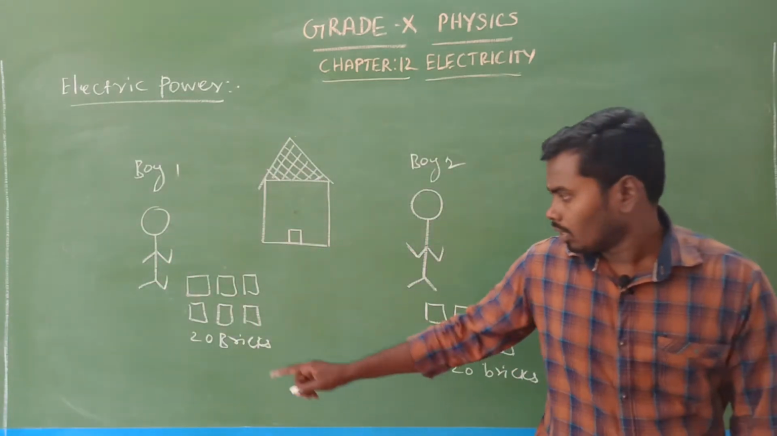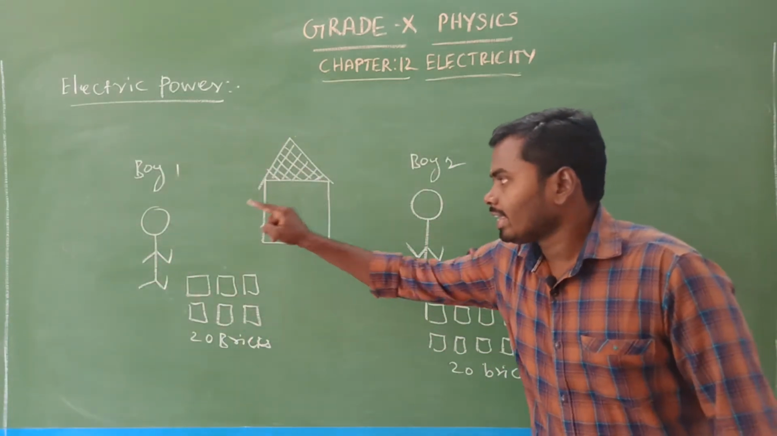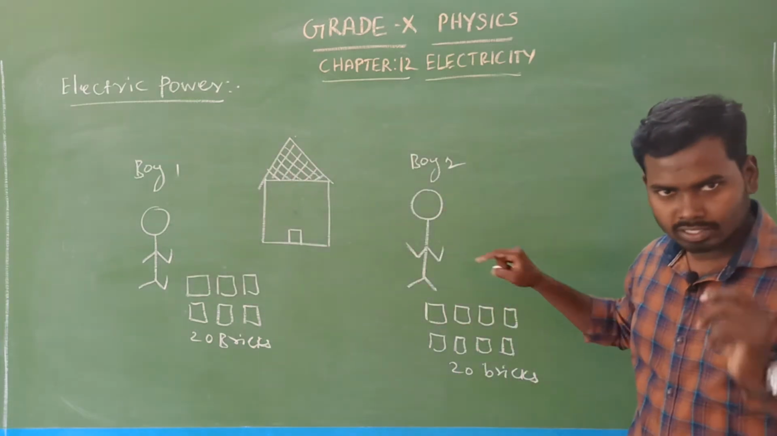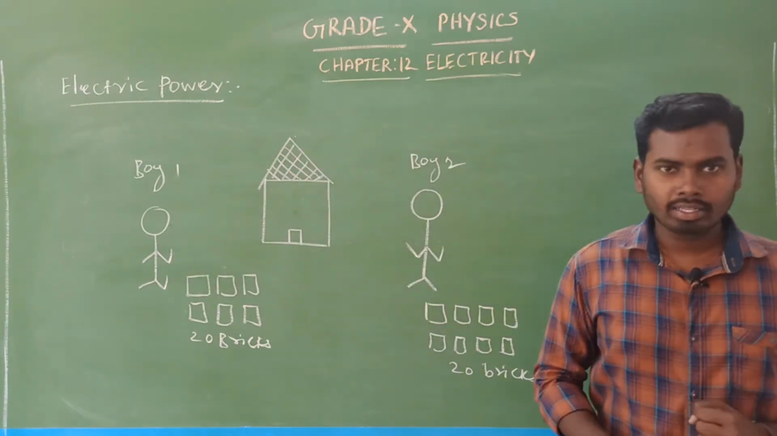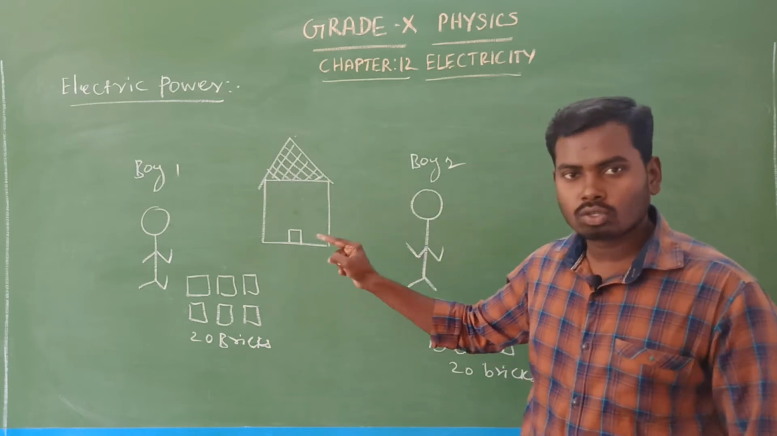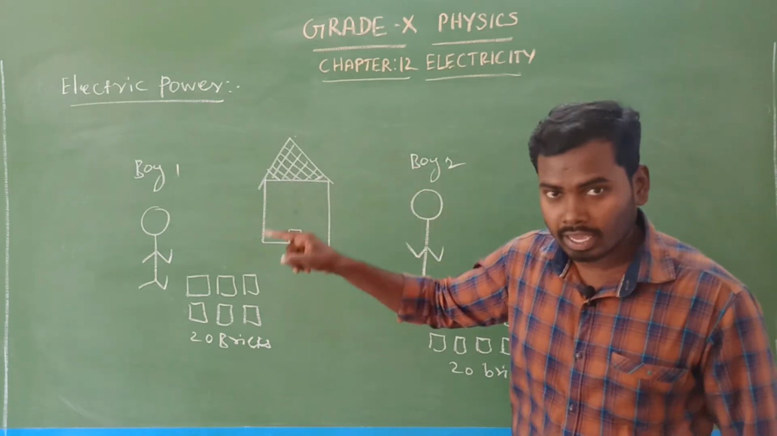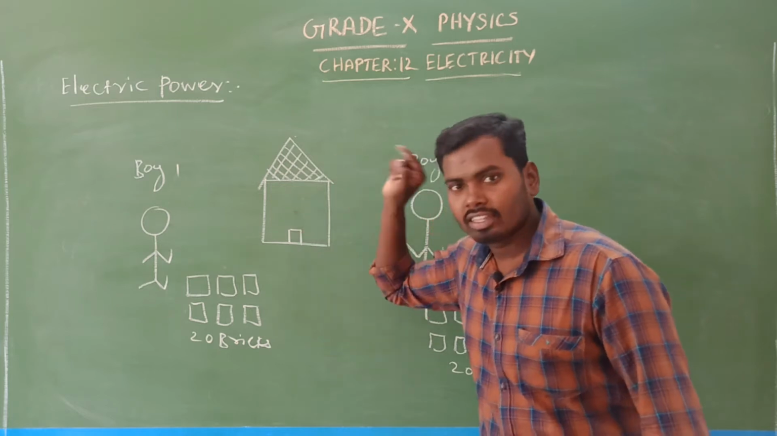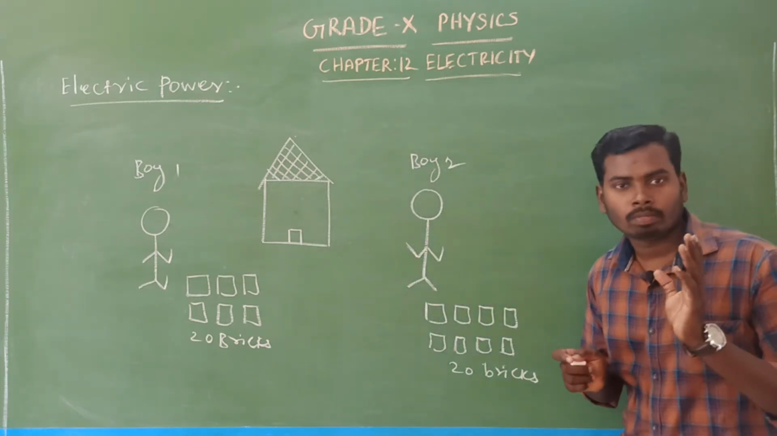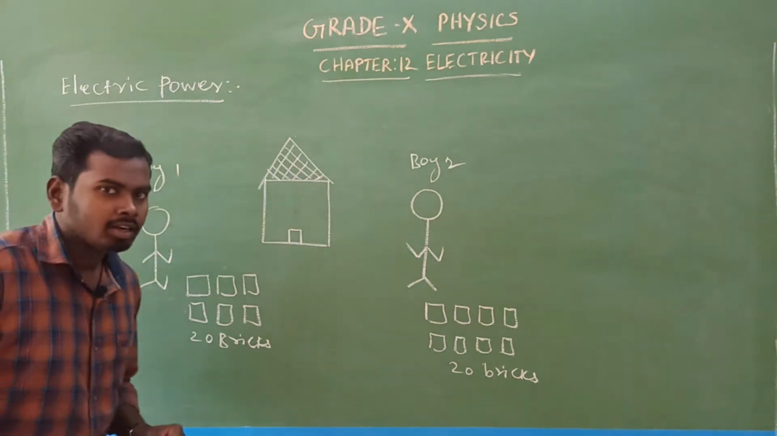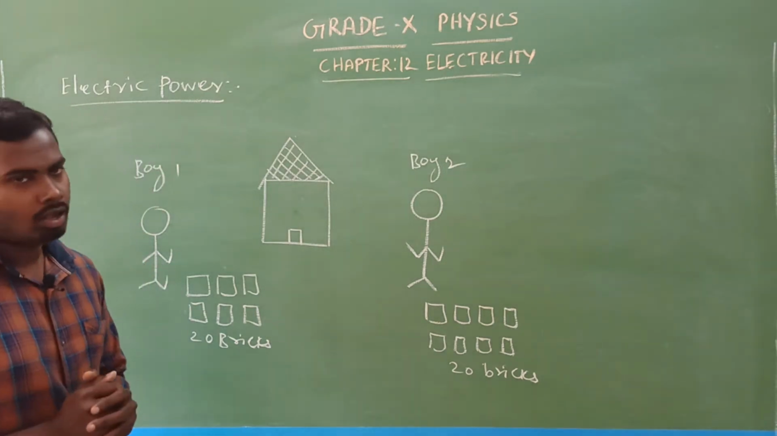Look here. 20 bricks are given for boy 1 as well as boy 2. Is it clear? Yes. My task is, each boy has to keep, not place, keep the 20 bricks inside the godown. Is that clear? Yes. Look here.